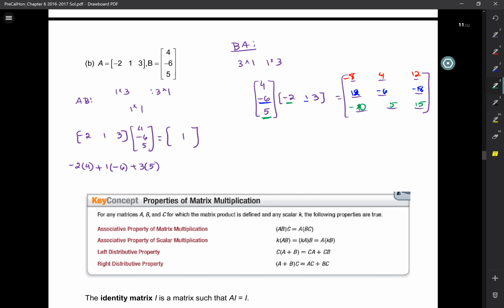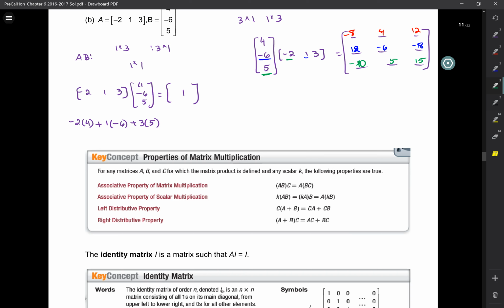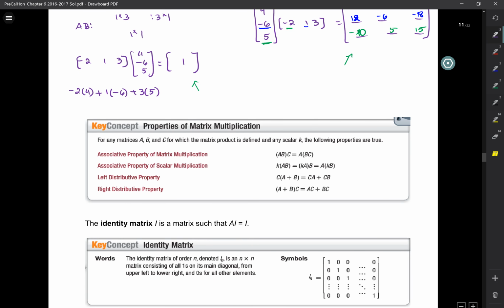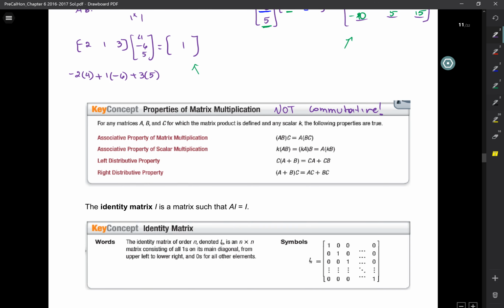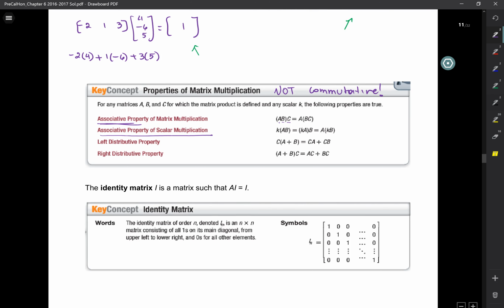All right? Okay, so what have we learned? Look at this one. A times B gave me this matrix. B times A gave me that matrix. So multiplication is not commutative in matrices. It is associative, so if I wanted to multiply 3 of them, I could do A times B first, then C, or in the other order. The associative property of scalar multiplication works, so if you had to multiply a scalar times A times B, you could do it in any order.